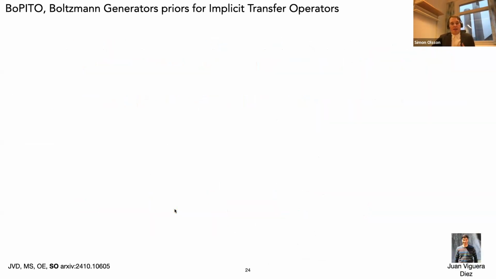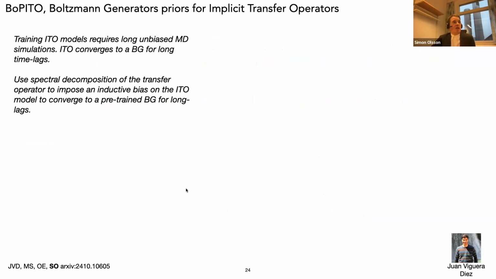All right, so an immediate extension of this idea is to actually make use of the spectral decomposition of the transfer operator. And so this is what we did here, is essentially to introduce Boltzmann generators as priors for implicit transfer operators. Because the issue with these implicit transfer operator models is that we require long, unbiased MD simulations. And these models only converge to a Boltzmann generator for long time lags.